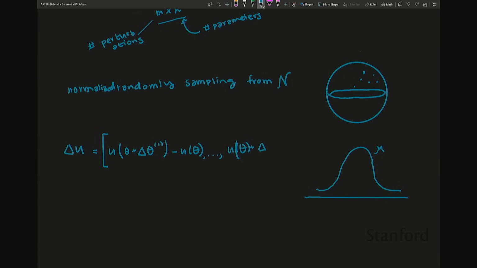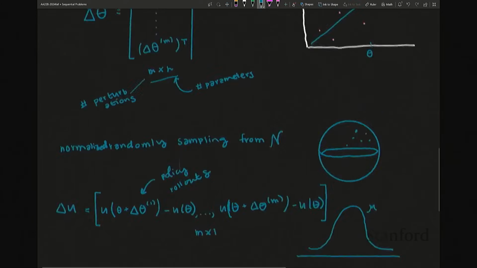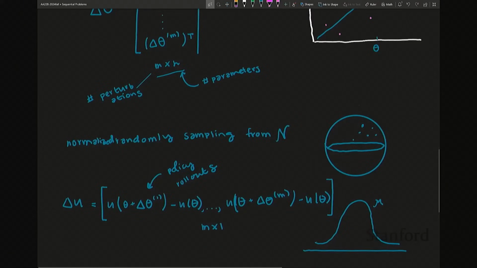U of theta plus delta theta. And this will be m by 1. And again, these are coming from policy rollouts. So does everyone feel good on where delta theta and delta U come from?